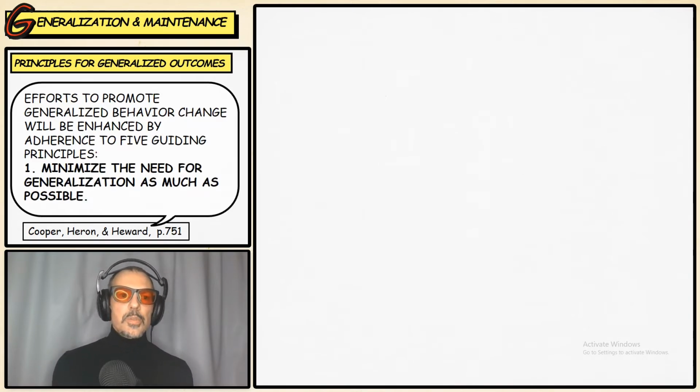So number 1, the first principle for enhancing generalized behavior change, is to minimize the need for generalization as much as possible. So let's enhance generalization by actually taking out the need for generalization. So how do we do this? Well, we do this by carefully analyzing the knowledge and skills that are most often required, those most important social behaviors that are required, and then training them as much as possible in the settings and situations where those skills are going to be the most beneficial.